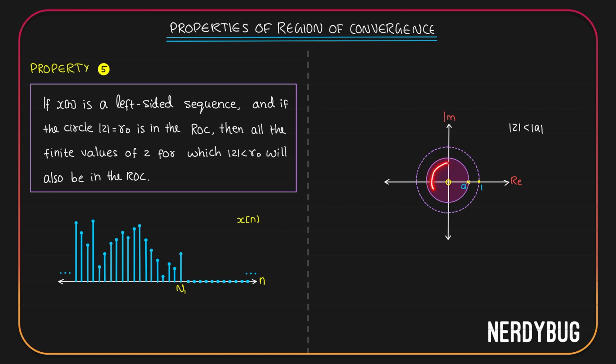Assume that a circle whose radius is 0.5 is included in the ROC. Then obviously the circles whose radii are less than 0.5, all of them will be included in the ROC. That is exactly what the property says. If the circle magnitude of z equal to r naught is included, then all the finite values of z that are less than r naught will also be included in the ROC.